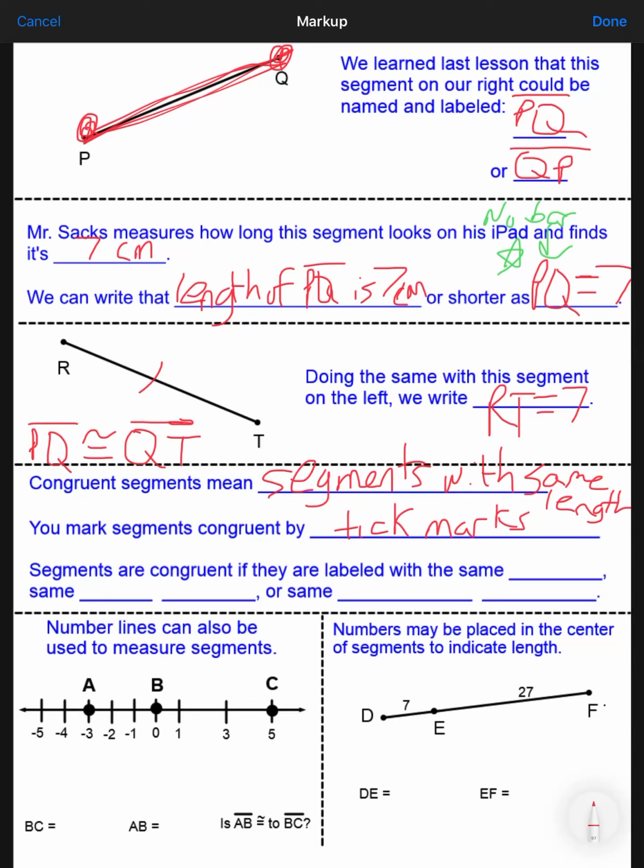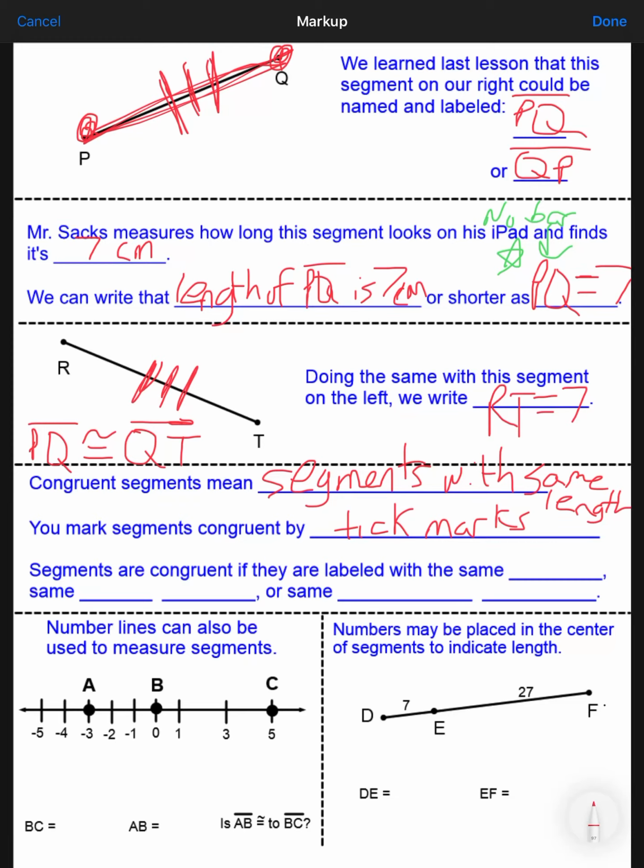So tick marks are putting one little mark in the middle on both things, or maybe 2 marks, or maybe 3 marks. It doesn't matter how many marks you put. Typically, these are the marks you'll see: 1 tick mark on both, 2 tick marks on both, 3 tick marks on both. If they have the same tick marks, they're the same length. If they have a different number of tick marks, they're different lengths.